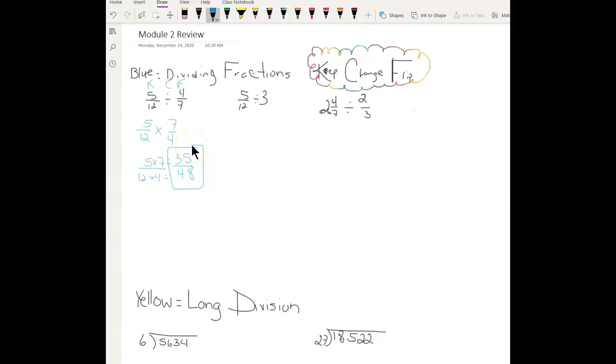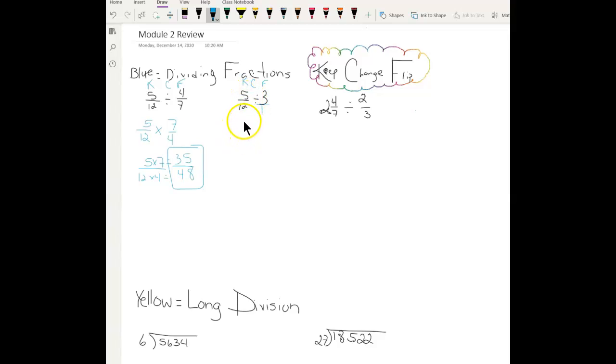Now, a couple of things that keep throwing you for a loop are when there's a whole number and when there's a mixed number. So I want to cover that real quick. Here we go. 5/12 divided by 3. We want to K, C, F. And we also say fractions and whole numbers, they don't play well together. So we need to make this one a fraction. A whole number is just the number over 1. That's how we make it a fraction.